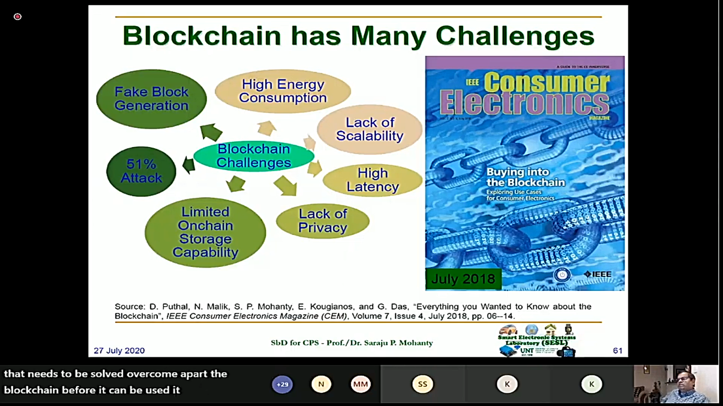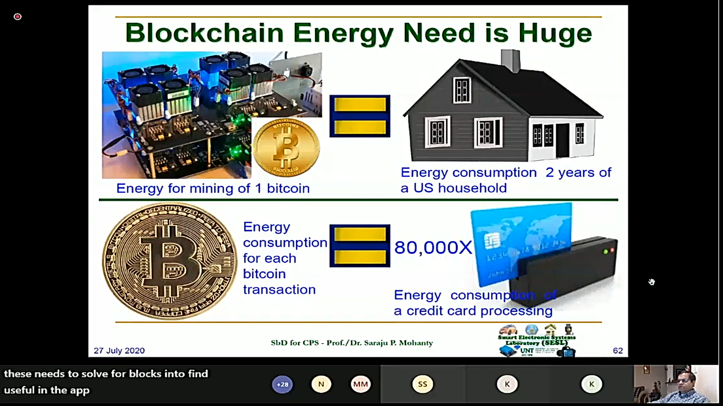It has high energy demand, it doesn't scale well, it takes a lot of time, it doesn't have privacy, and on-chain storage capacity is limited. A lot of problems are there. People are trying, and the 51% attack is also there. I think last year Bitcoin was hacked at least two times, and the 51% attack was responsible for it. So all this needs to be solved for blockchain to be useful in the applications that people are thinking of.